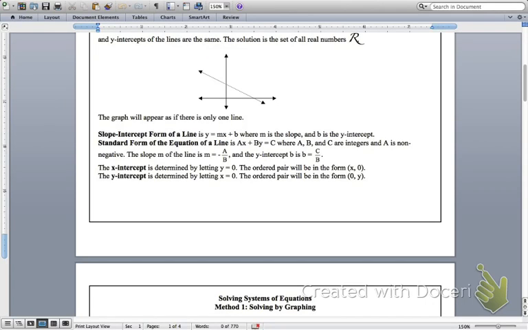Here are a few vocabulary words to remind yourself of: slope-intercept form, standard form of a line, x-intercept, y-intercept.